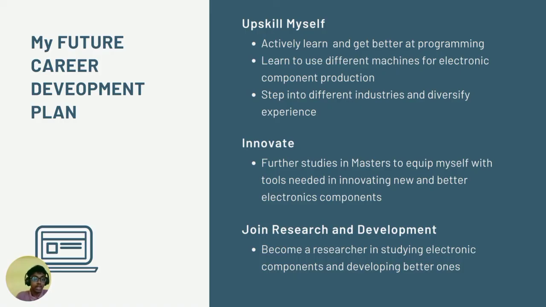So after looking at the SWOT analysis, I have come up with my future career development plan. I'm going to focus on three aspects. The first one is upskilling myself, by actively learning and getting better at programming. This means that I may want to learn more of Python and how to apply it in data analytics so that I could deal with big data in the future. Apart from that, I also want to learn how to use different machines for electronic component production. This is because different industries will use different machines to produce their electronic components.